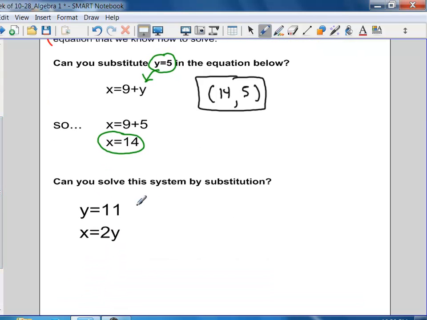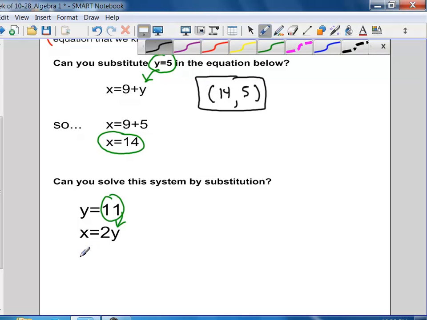Okay, so take a look at this system by substitution. Again, we'll go in green. We'll talk about what y is equal to. y is equal to 11. So instead of y, what could we write? Because they're equal. They're exactly the same. Well, instead of y, we could write 11. So here, we're going to put the 11. We're going to rewrite that equation.